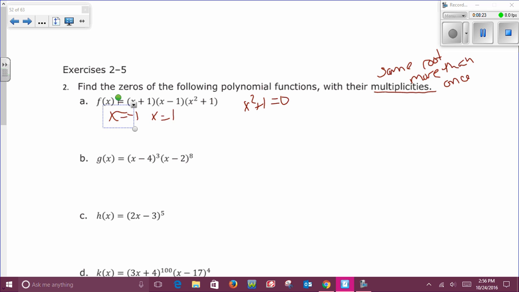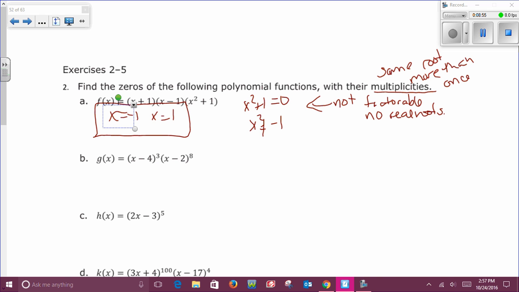So if I set that one equal to 0, and I say x squared equals, if I go to solve that, I'm going to subtract 1, negative 1. The problem is I can't find a number that when I multiply it by itself, I get negative 1. So this is not factorable. So it has no real roots. So my only real roots are just going to be x equals negative 1 and x equals 1.